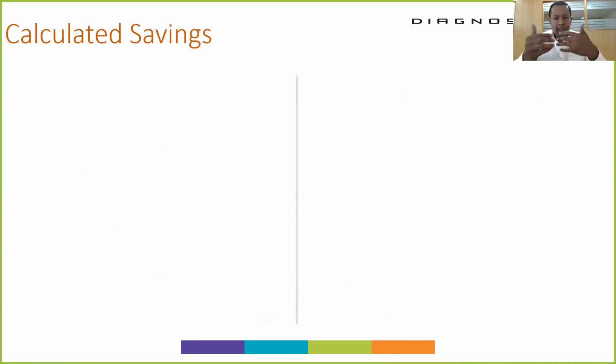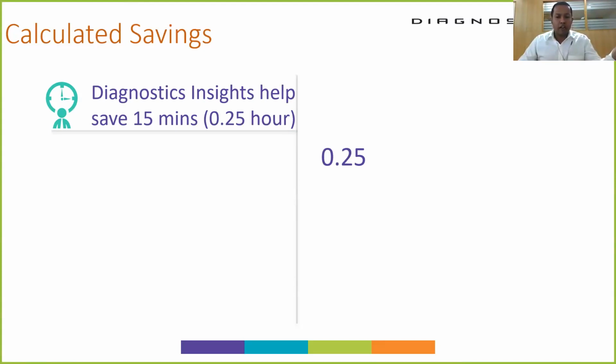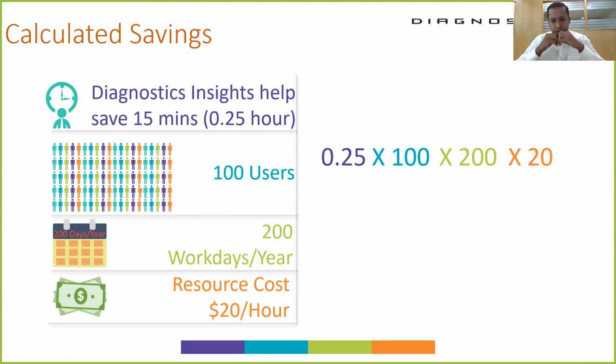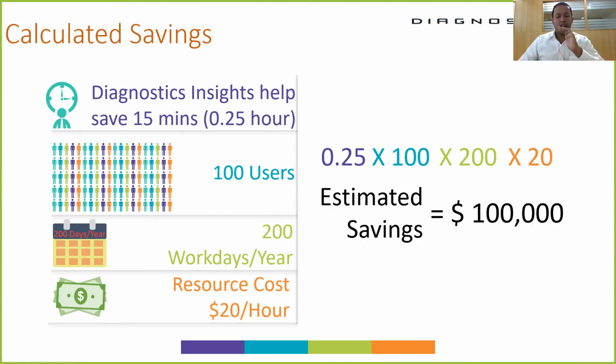So let's do a bit of calculation using a set of moderate numbers. Let's say these insights have helped you to improve the process by a meager sum of say 15 minutes, or a quarter of an hour. You have a user base of say 100 users who work 200 days per year, and they cost you $20 an hour. Again, a moderate sum. So if we were to put all these numbers in a simple mathematical equation, the total savings that we get, even for such moderate numbers, would be $100,000.